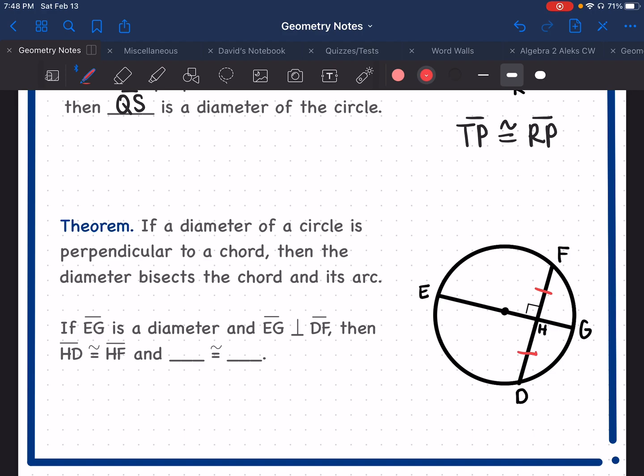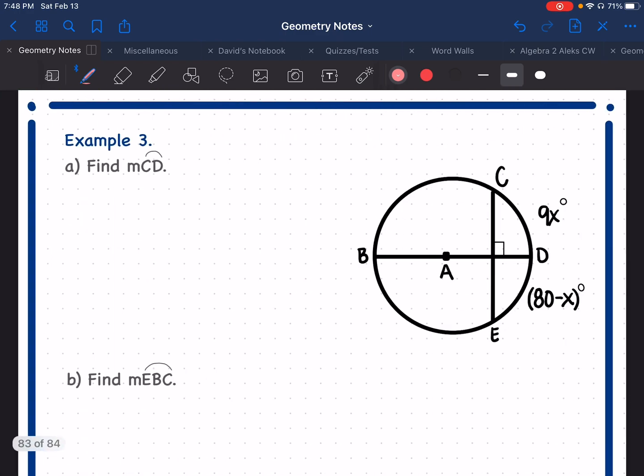They're being bisected. And it means that the arc FG is congruent to the arc GD. So I can go ahead and say this arc is congruent to this arc. From F to G is the same as from G to D. All right, let's go ahead and take a look at an example of that.